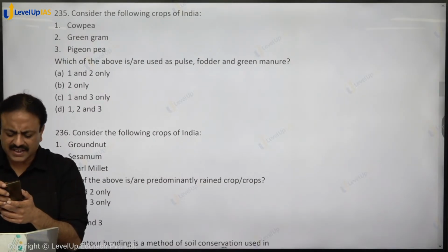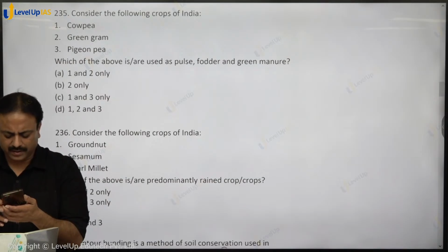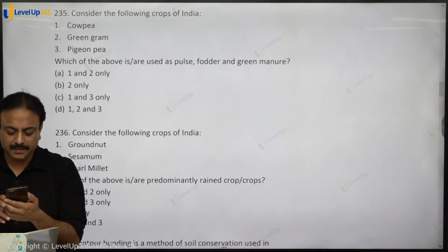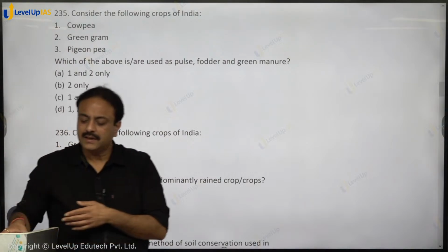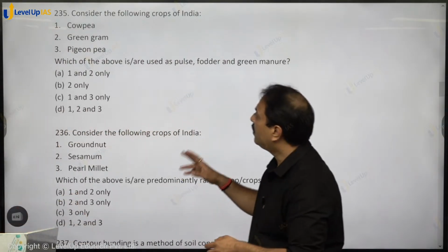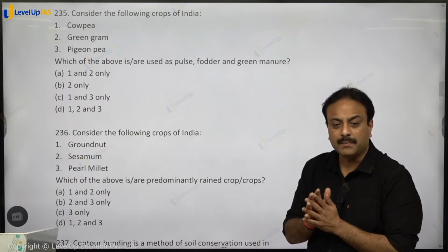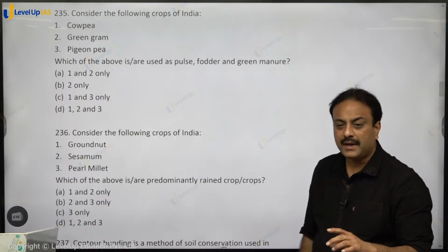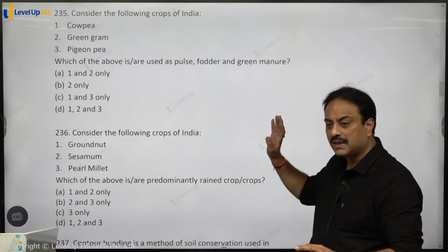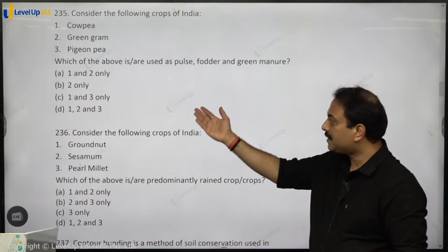Answer has been given as A. Now the thing is that 1 and 2 only, that is cow pea and green gram. But the third one, pigeon pea, can also be used as a pulse, as a fodder, as a green manure. But UPSC ने दे दिया 1 and 2.